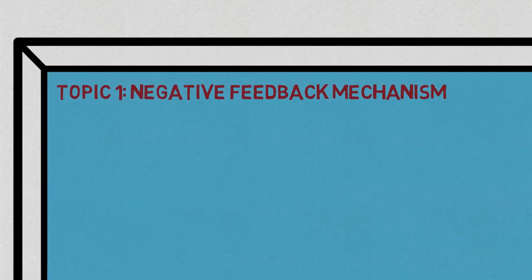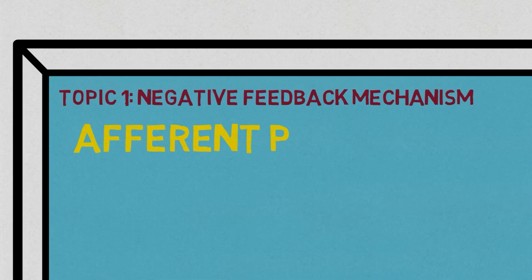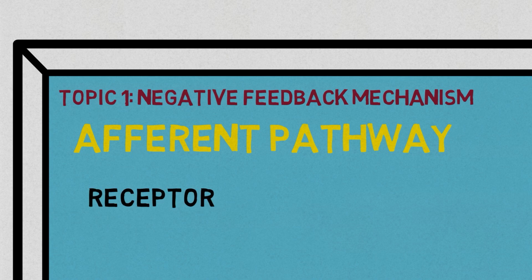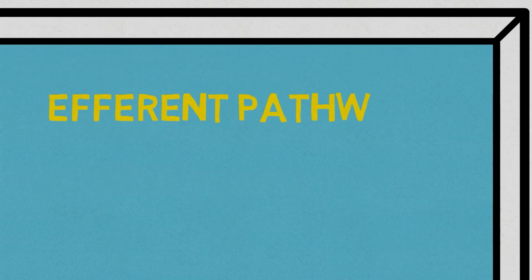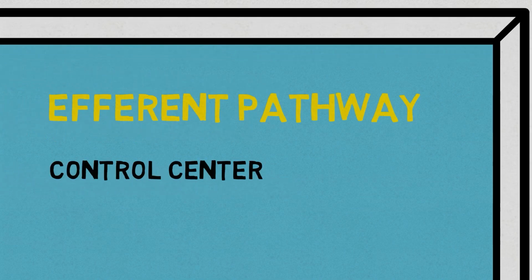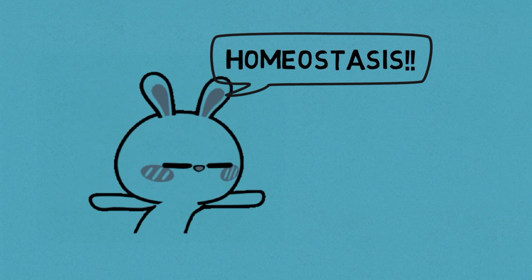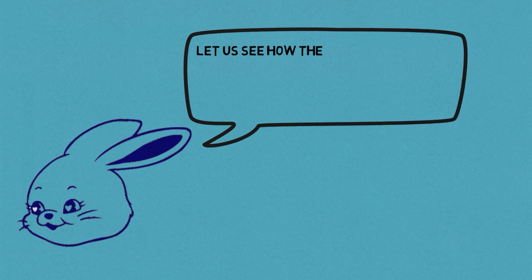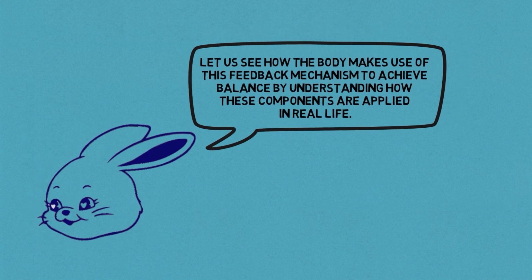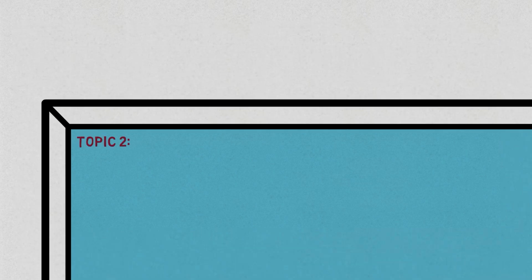In addition to this, your body also relies on two important communication pathways, the afferent pathway and the efferent pathway. First, we have the afferent pathway, which usually occurs when signals travel from the receptor to the control center. You may think of this as a way of reporting a change. Another is the efferent pathway, which will occur when the control center processes the information and sends signals to the effector to carry out the said response. And just like that, with the interplay among these components, your body successfully achieves homeostatic balance. Let us see how the body makes use of this feedback mechanism to achieve balance by understanding how these components are applied in real life.